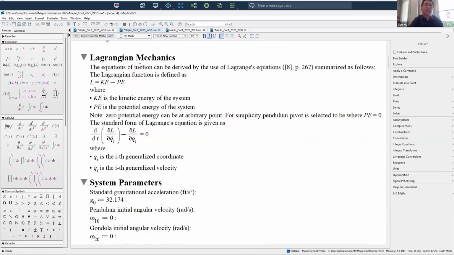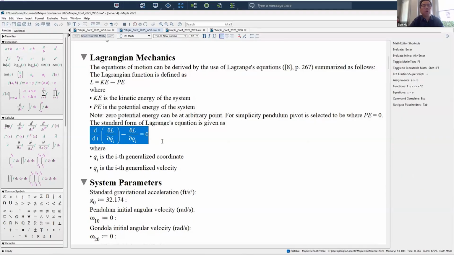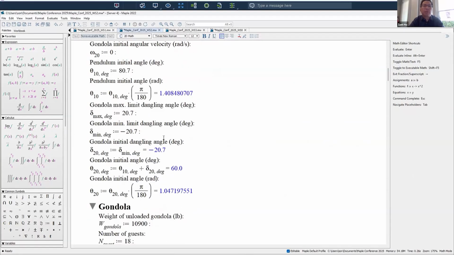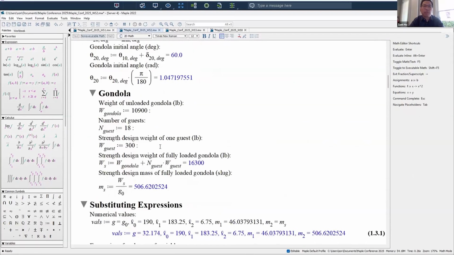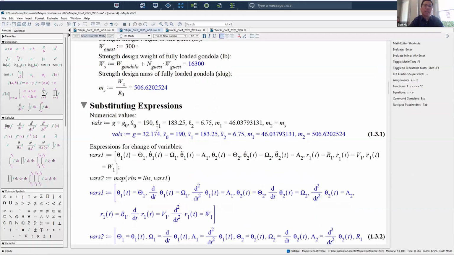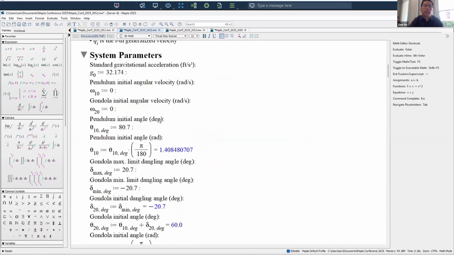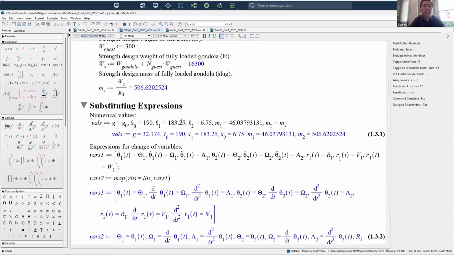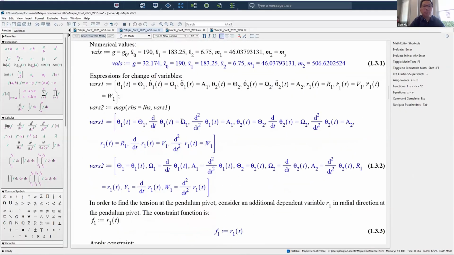So these are again a textbook approach, and the Lagrangian equation can be written in this form, and then the same set of parameters all over again. But the difference here is we start dealing with making the kinetic energy and the potential energy for these.